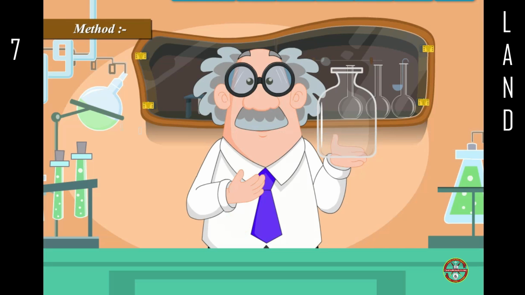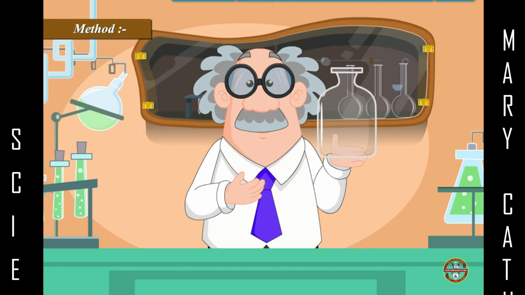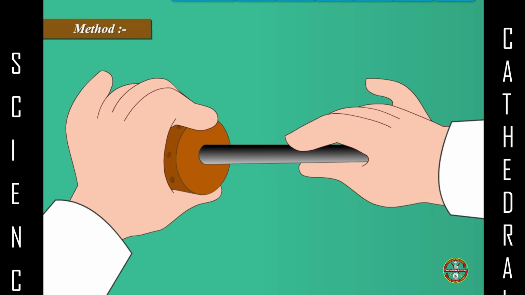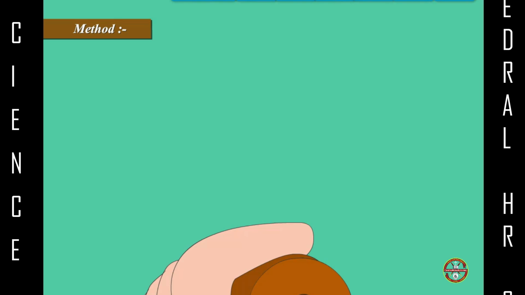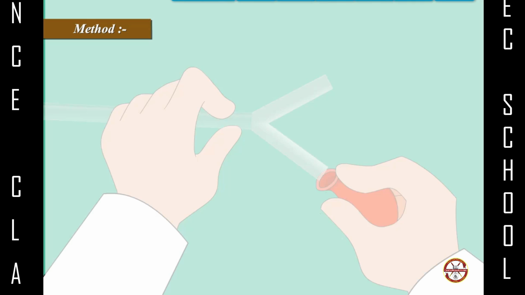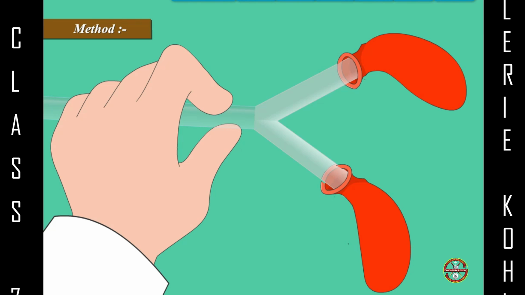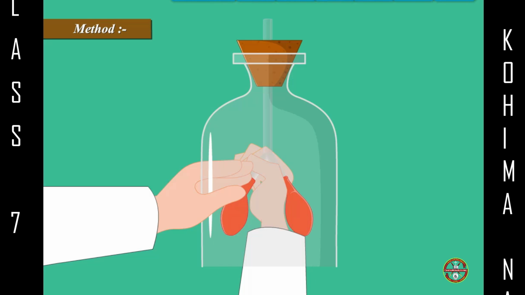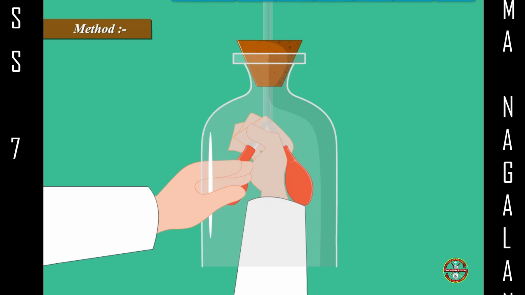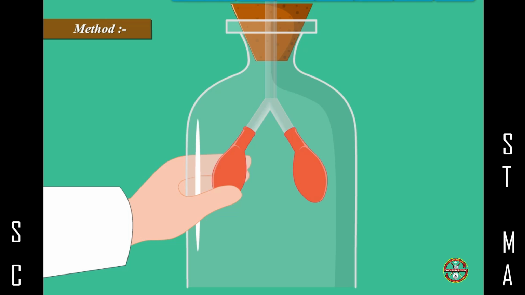Method: we take a wide transparent plastic bottle, a soft drink plastic bottle will do, and get someone to cut off its bottom. We make a hole through the bottle's cap. 2 deflated balloons are tied at the 2 forked ends of a Y-shaped glass or plastic tube. We introduce the tube fitted with 2 deflated balloons from the cut end of the bottle and pass the tube through the hole in the cap.